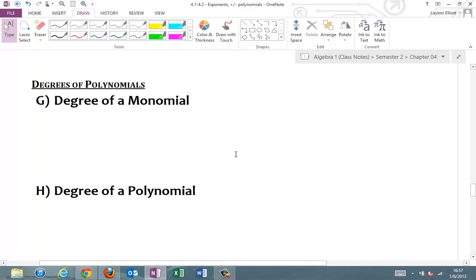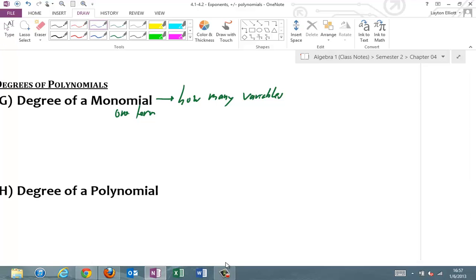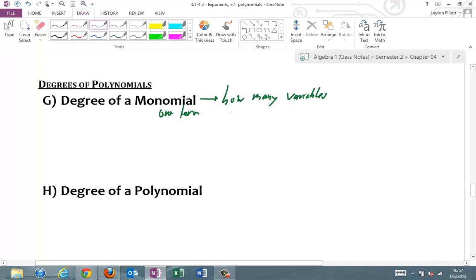Another important feature of polynomials is this thing called a degree. The degree of a monomial, monomial meaning one term, is how many variables. This is something that people often find very confusing, and it's really just a definition thing. So I'm going to give you four examples: 7x squared, 3xy cubed, 9xyz, and negative 15. Those are all monomials.